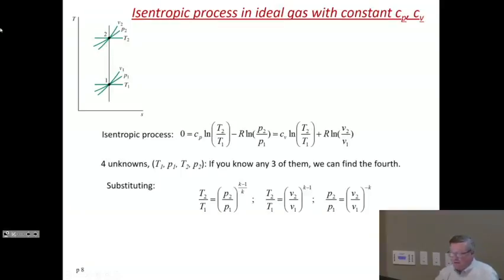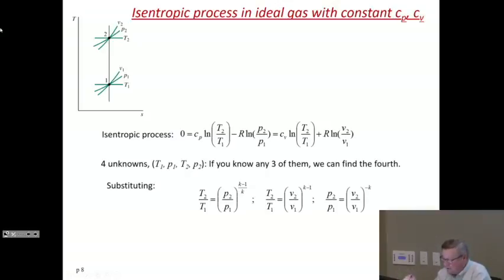Let's apply this now to an isentropic process in an ideal gas between 2 and 1. We take the exact formula as we had before. So 0 has to be Cp ln T2 over T1, and then the correction for pressure, minus R ln P2 over P1. Or you can do the same with Cv, T2 over T1, and V2 over V1. You have 4 unknowns like we had before, and you had the ratio Cp over Cv is K.